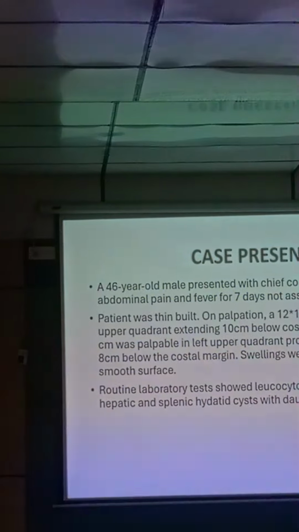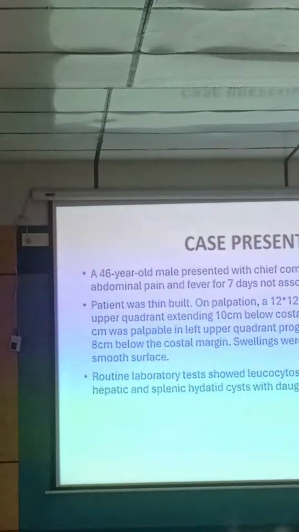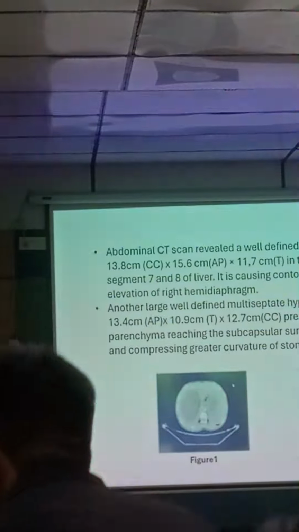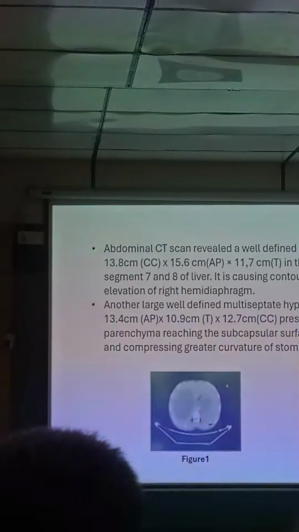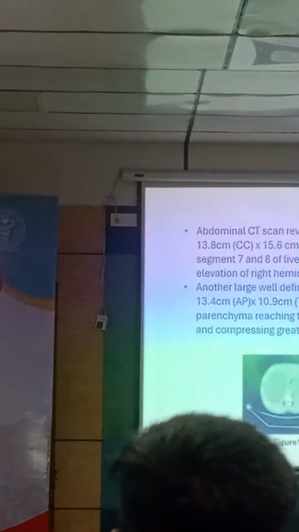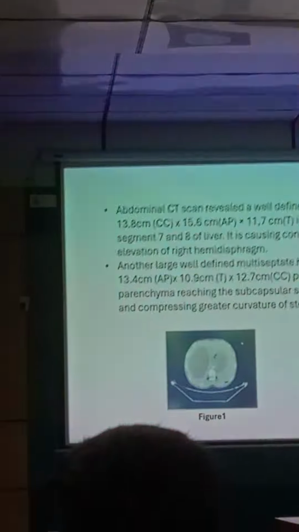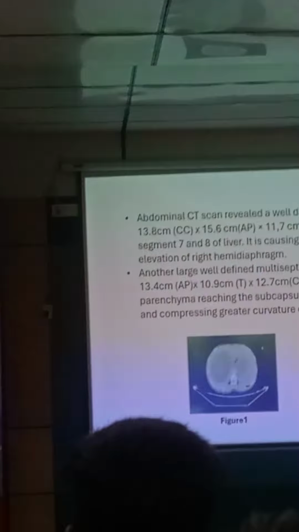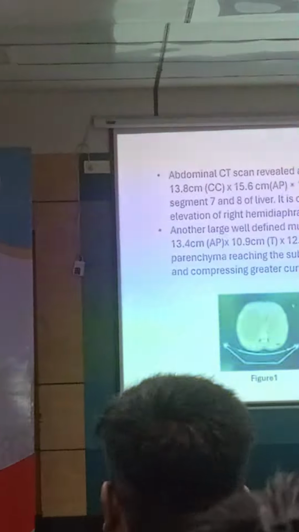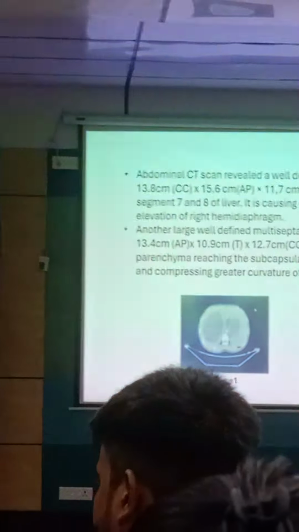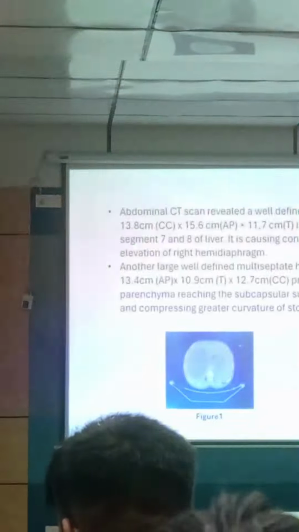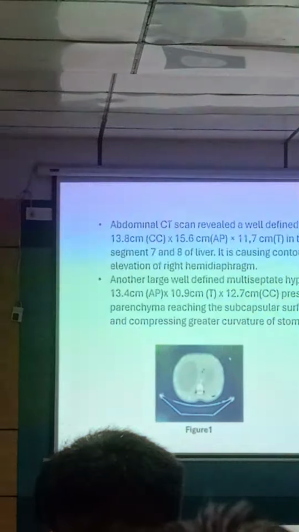Ultrasound revealed multiple large hepatic and splenic hydatid cysts with daughter cysts. Here is the CT picture of the similar findings, where we have the coronal and the axial cut section showing a 13.8 by 15 by 11 cm cyst in the subcapsular location in segment 7 and 8 of liver, which is the most common site of the hydatid cyst in liver.